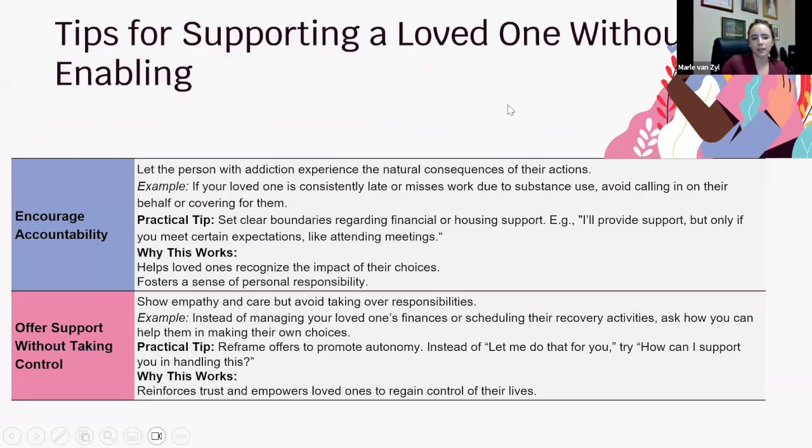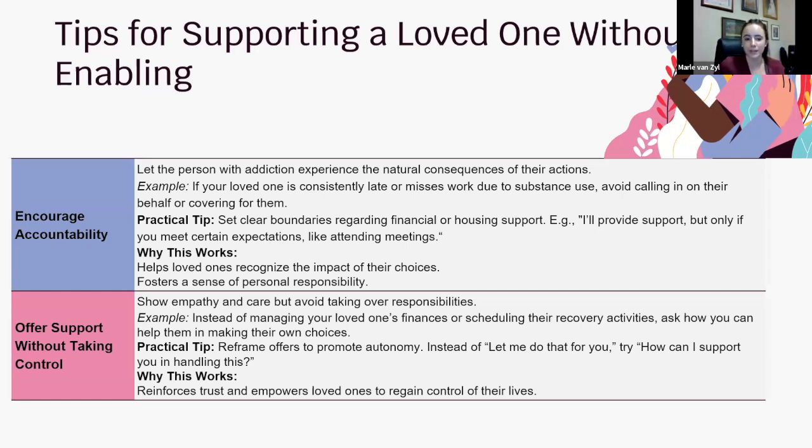Okay, so then tips for supporting a loved one without enabling them. So the first one is encourage accountability. Let the person with addiction experience the natural consequences of their actions. An example is if your loved one is consistently late or misses work due to substance use, avoid calling in on their behalf or covering for them.